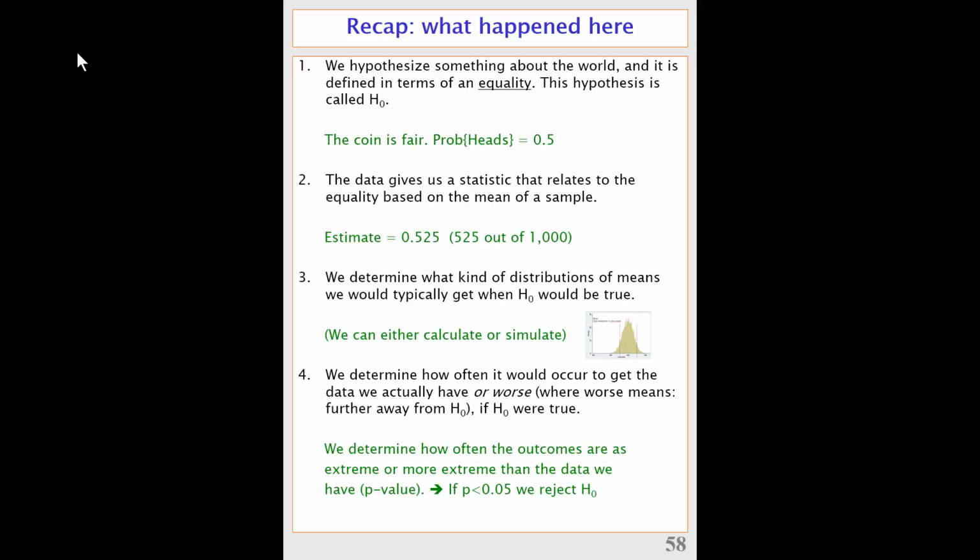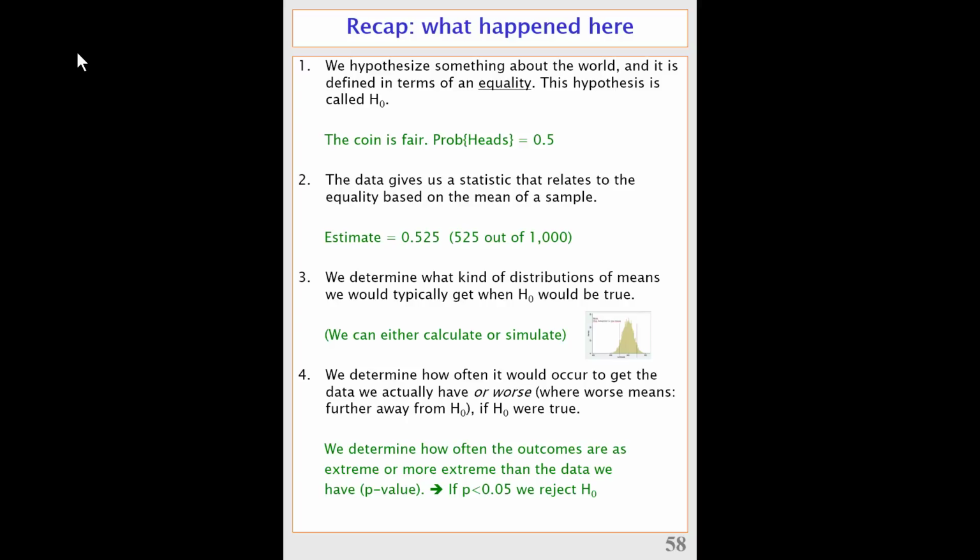Then we look at the data that we have. In this example, 525 out of 1,000 flips were heads, and we get an estimate, and that estimate says something about the likelihood of this. So that number, that 525, says something about whether H0 will be supported. And you can see that here simply by, well, if the number would have been 999, you for sure would think, well, H0 is not likely to be correct here.